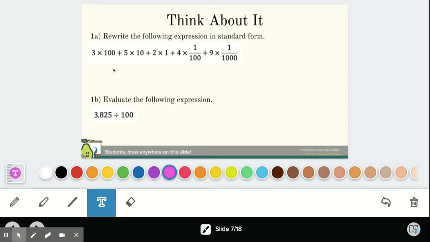All right, scholars, let's take a look at the think about it. 1a, rewrite the following expression in standard form.